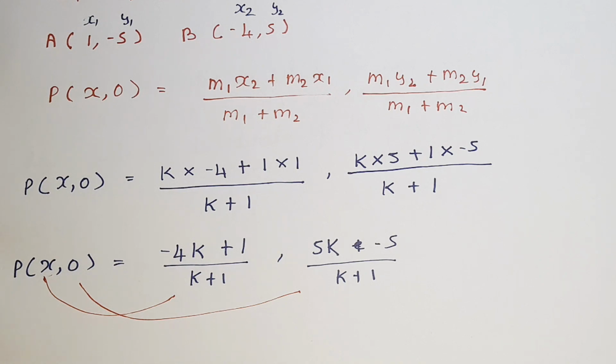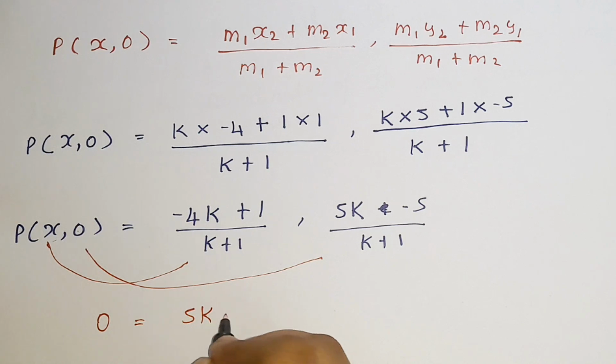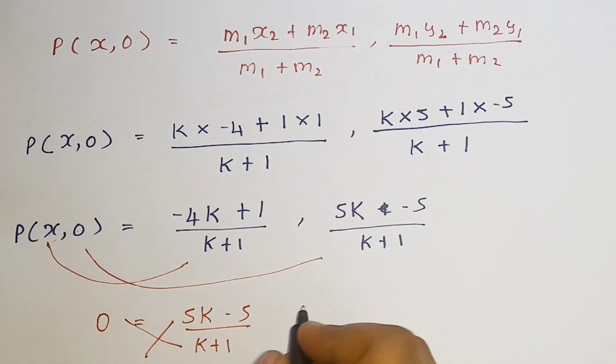Okay, so just to make it easy, I'm going to take 0 is equal to (5k minus 5) divided by (k plus 1), instead of x. So let's cross multiply. When I cross multiply, of course 0 into k is 0, and 0 into 1 is, of course, 0.